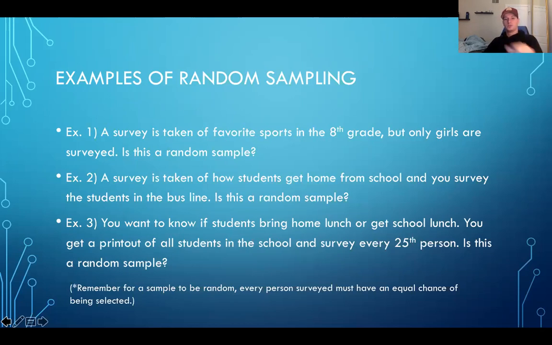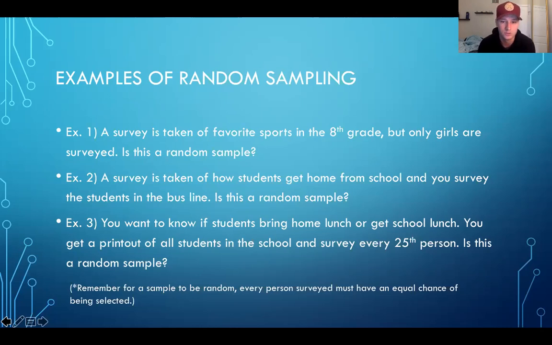Example 2: a survey is taken of how students get home from school, and you survey the students in a bus line. Is this a random sample? No, it's also not a random sample because you're excluding all the kids that ride their bikes to school, get driven by their parents, carpool, or walk home. There's a bunch of other ways to get home other than using the bus line, and you're only asking the students in the bus line. So they're obviously going to say, hey, yeah, I take the bus to get home. So you're getting a very unfair sample there.